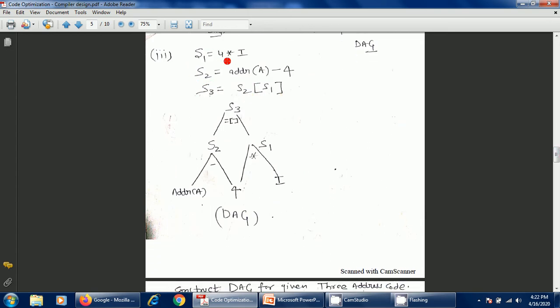Now what is the three address code for these three statements? Now add S2 and S1 here as interior nodes, and what is the operator for array? Equal sign with square bracket is the operator symbol for array. This is the array S2 of S1. So this operator symbol is labeled with node S3. Now this is a DAG representation for these three address statements.